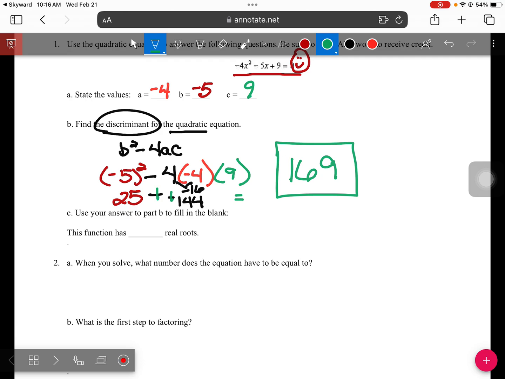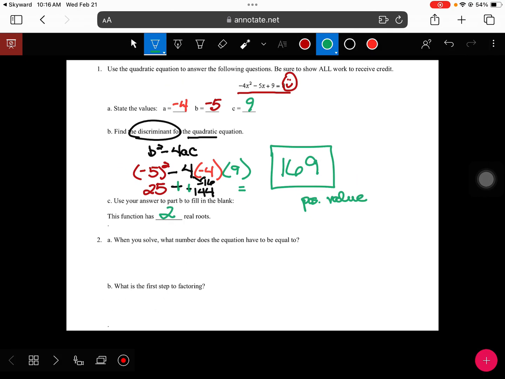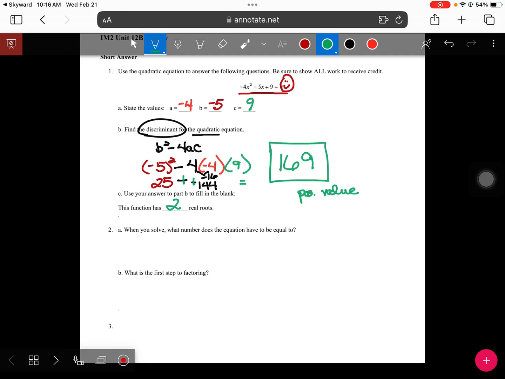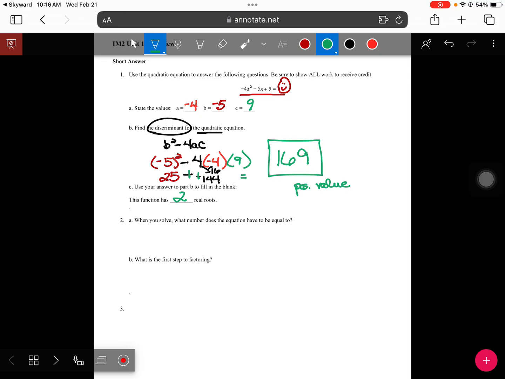All right. So 169 is my discriminant. So that is a positive value, correct? And because it is a positive value, how many real roots would I expect to have? 2. Do I need to find those roots for problem 1? No, that's it. So that is the answer for number 1, parts A, B, and C. Okay. Any questions about those?